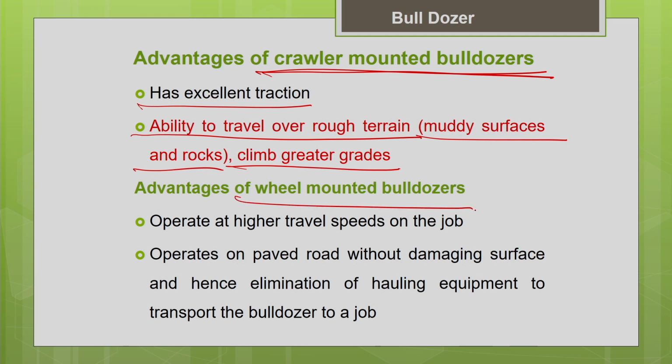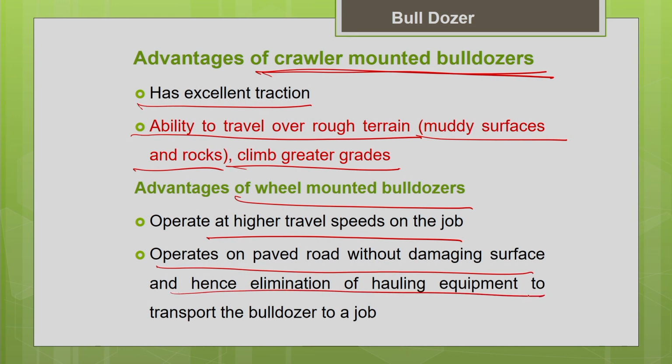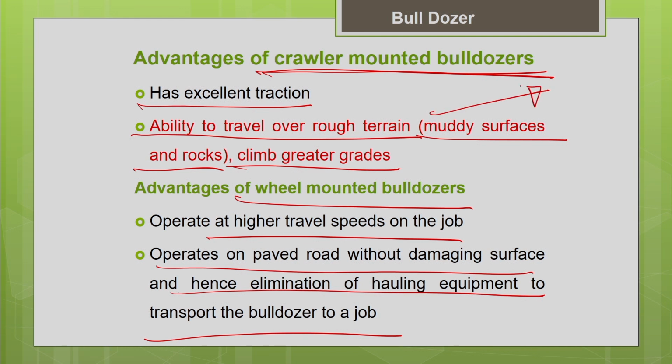But your wheel mounted machines, the main advantage is it can operate at a high speed and its mobilization is very easy. It can be operated on paved road without damaging the surface. Hence, there is an elimination of hauling equipment to transport the bulldozer to the job site. So it can be used on the paved highways and it can be easily mobilized to the project site. But here you need a separate hauling equipment to carry this crawler mounted bulldozer to the project site, because this crawler track may damage your highway. It cannot be taken on the public highways.